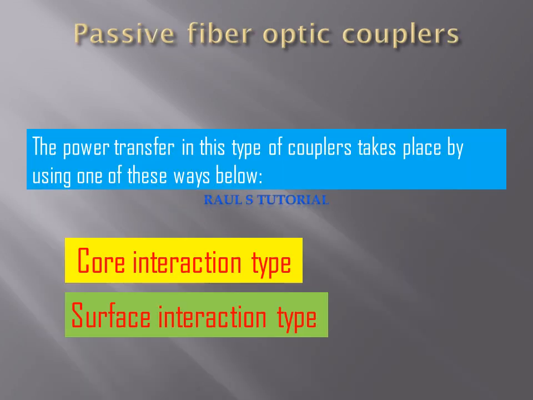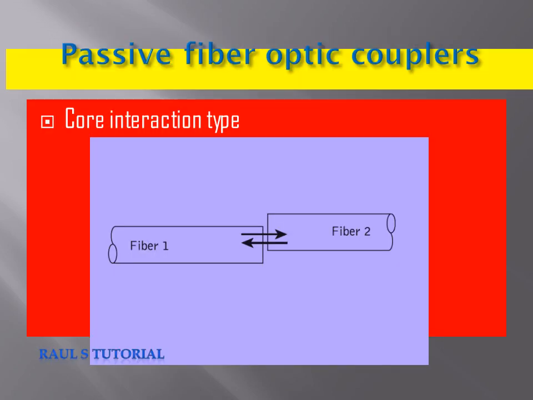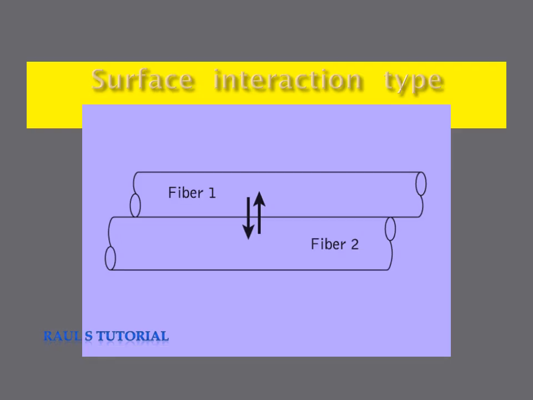Passive fiber optic couplers. The power transfer in this type of couplers takes place by using one of the ways below. First is core interaction type. Second is surface interaction type. Core interaction type shown below. Surface interaction type.